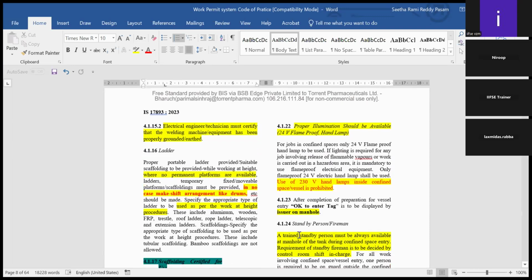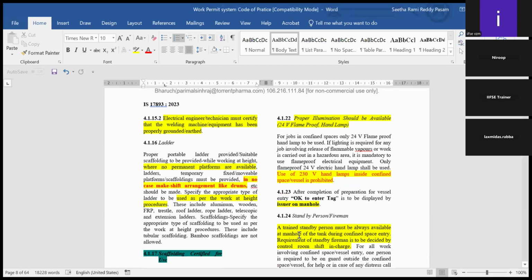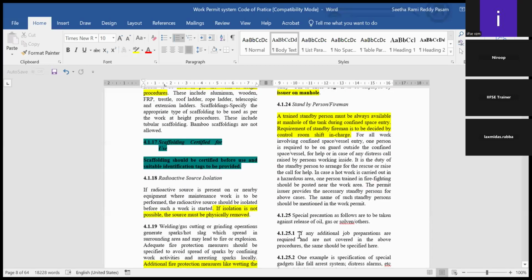Then after completion of preparation of vessel entry, the OK to enter tag is to be displayed by the issuer on the manhole. So OK to enter means this confined space or this vessel is out of danger, and people can enter. Then standby person or fireman.